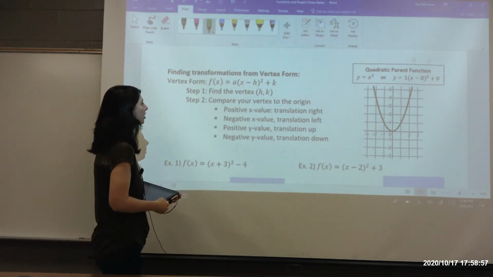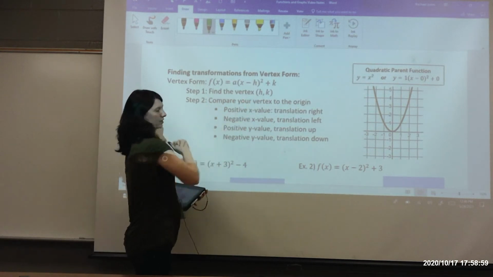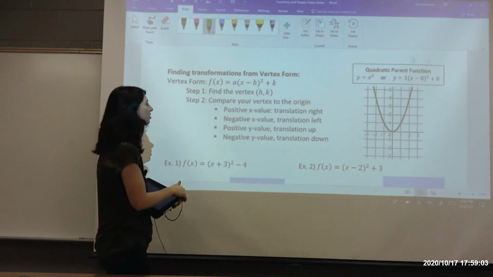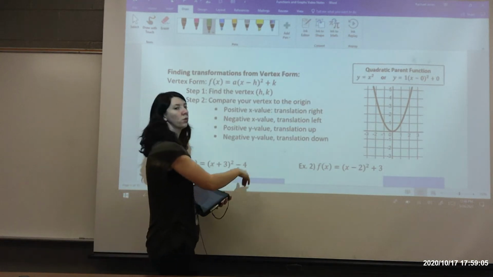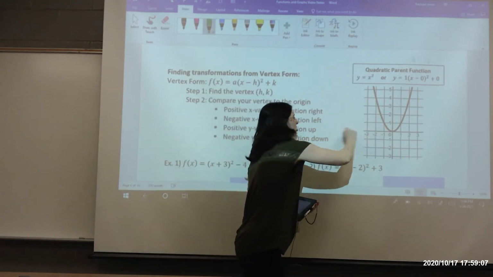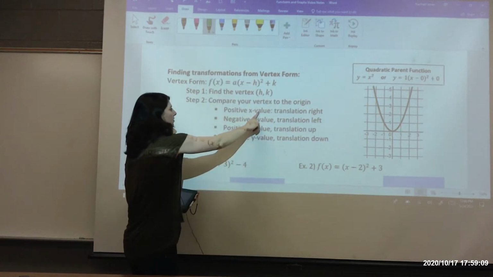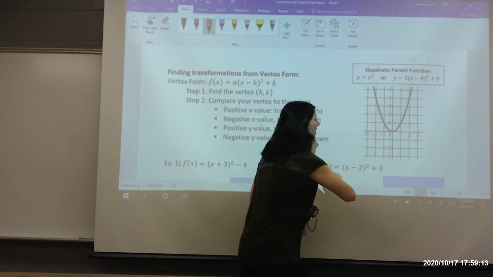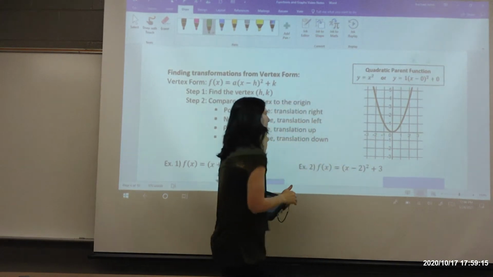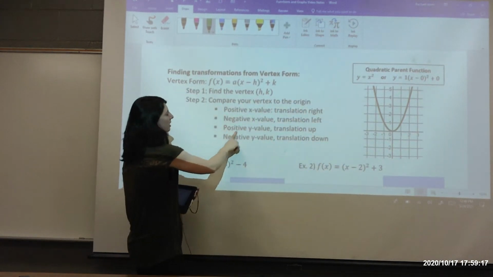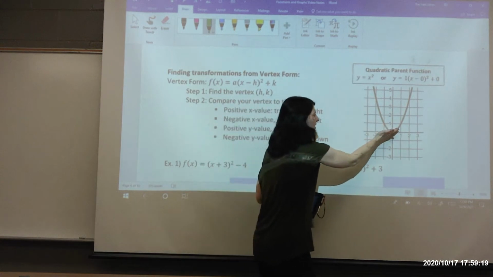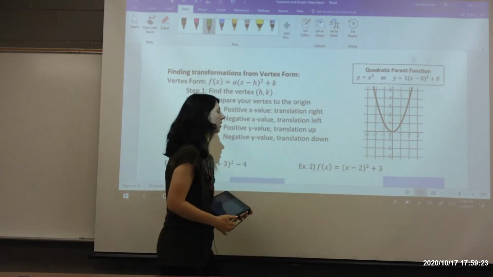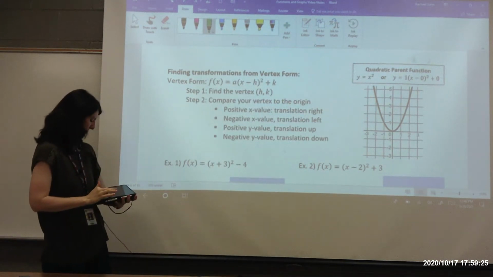So the first thing you want to do is find the vertex. If you can find the vertex, you can find where the graph moved. And then you're going to compare your vertex to the origin, which is the parent function. If it has a positive x value, that means you're going to the right. Positive x values are to the right. Negative x values are to the left. If your vertex has a positive y value, then it went up. If it has a negative y value, then it went down. So let's give it a try here.